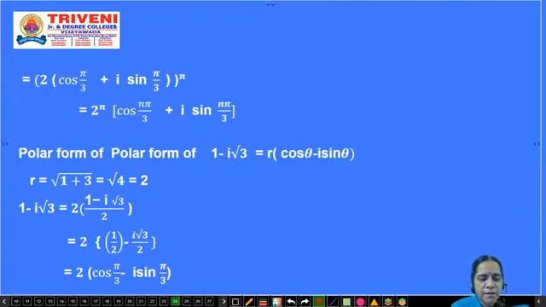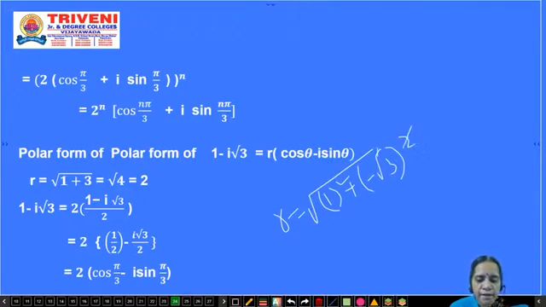Similarly, 1 minus i root 3 also we have to write in the polar form, that is r into (cos theta minus i sin theta). Minus is there, so here also we have to write minus. First we have to find the value of r. r is equal to the square root of 1 whole square plus (minus root 3) whole square. The square root and square get cancelled. Square root of 1 plus 3 is equal to root 4. Root 4 is nothing but 2.